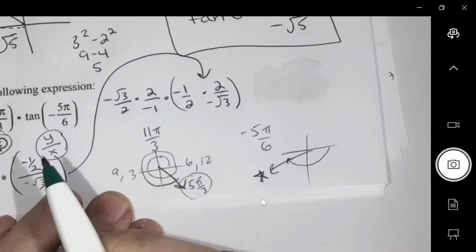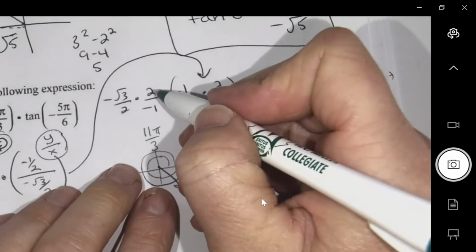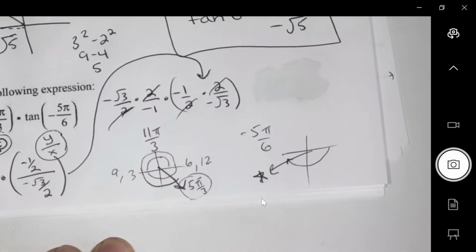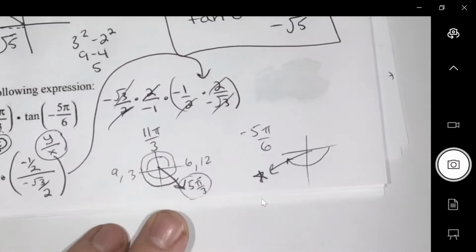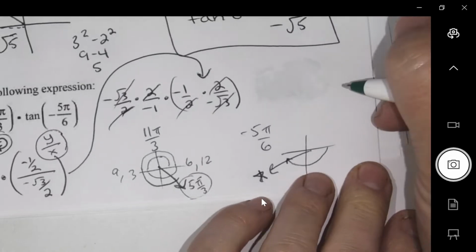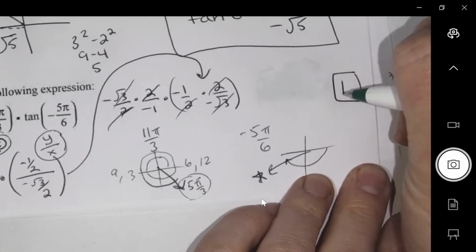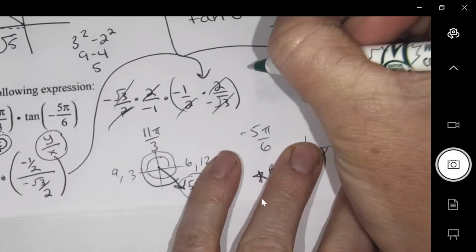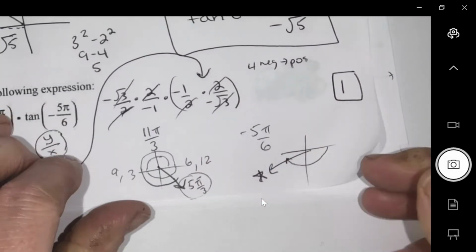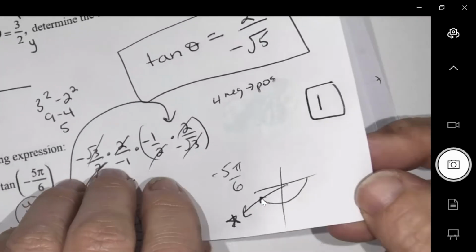And we're going to start canceling. What do you want to do here? A 2 and a 2. A 2 on top, 2 on bottom. A root 3 on the bottom, a root 3 on the top. What's our final answer? Positive 1, yep. Positive 1. That's final.